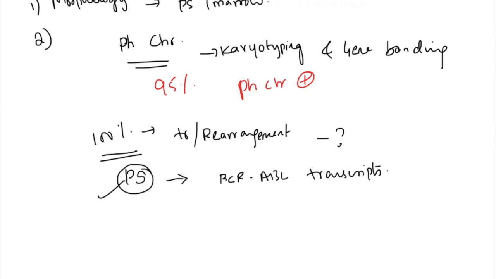Now, what is another importance of doing this? Okay, looking for the BCR-ABL transcripts. See, once you start treatment, what happens? These levels, the transcript levels will decrease. So it is going to tell you about the response to the therapy. Okay, fine. Now let's go into the treatment part. Let's just see how to treat this. Okay.